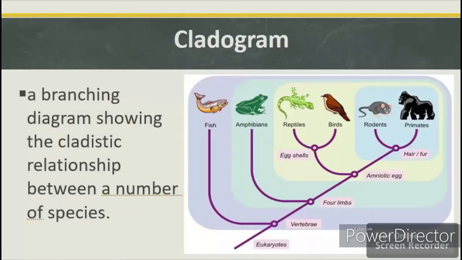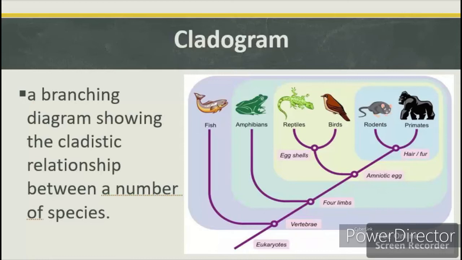For the next one, we have the cladogram, which I presented here in a picture on the right side of the video. It starts from the vertical line with eukaryote, vertebrae, four limbs, amniotic egg, and hair or fur. As you can see, we have eukaryotes considered as the fish, the vertebrates, and the four limbs are the amphibians. And for the amniotic egg, we have two different kinds of species that produce amniotic eggs, or we can consider it as eggshells in common terms.